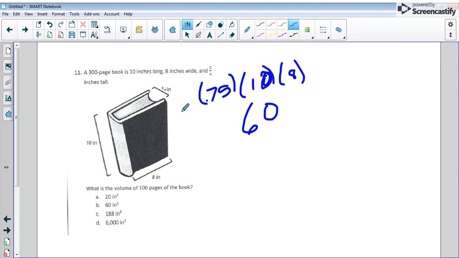But you know what? That's the volume for a 300-page book. I want to know the volume for a 100-page book. So once again, make sure you're reading these questions in their entirety. So 60 divided by 3 because it takes 3 100s to equal 300. So 60 divided by 3 is 20. So the volume of a 100-page book is 20 inches cubed. The volume of a 300-page book is 60 inches cubed.